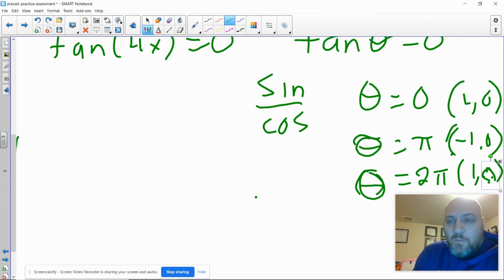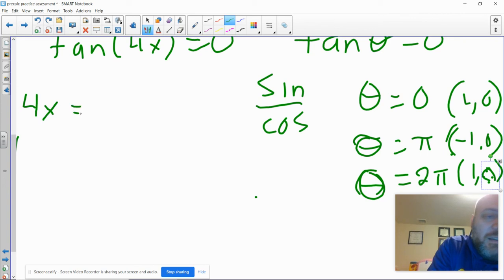Now, if you did pi over 2, that is the coordinate 0, 1. So if I'm doing sine over cosine, that's 1 divided by 0, which is undefined. I cannot divide anything by 0. So I know theta equals 0, pi, and 2 pi. But I don't have theta, I have 4x. So I'm just going to set 4x equal to my 3 values. 4x equals 0. 4x equals pi. And 4x equals 2 pi.